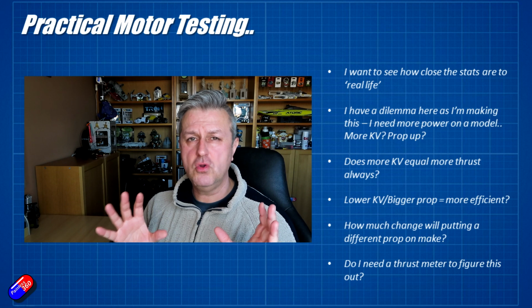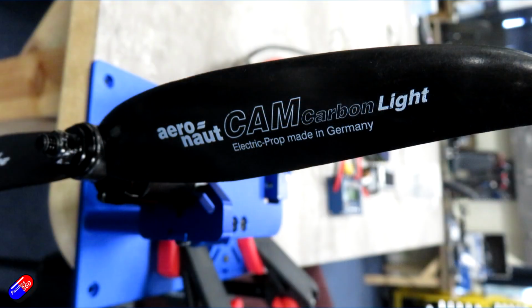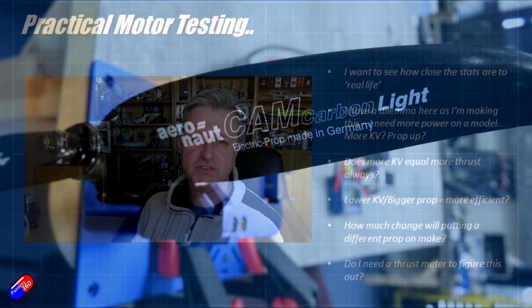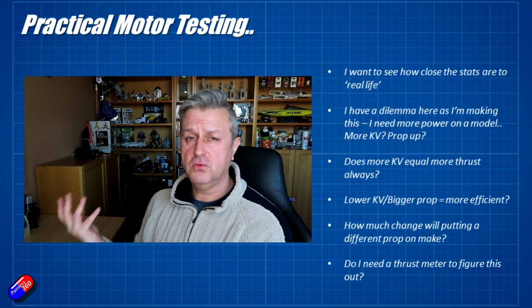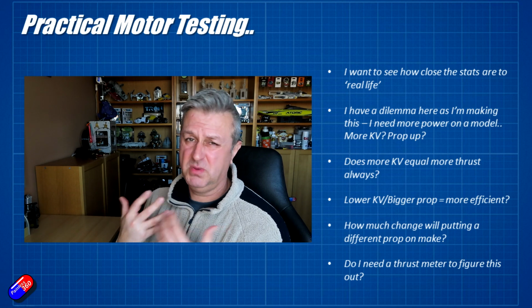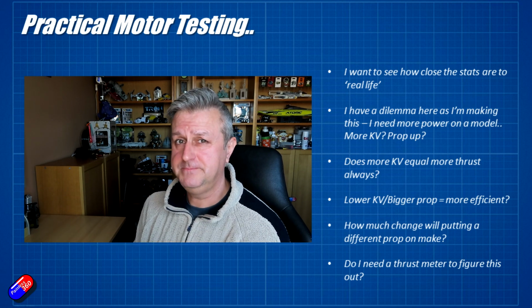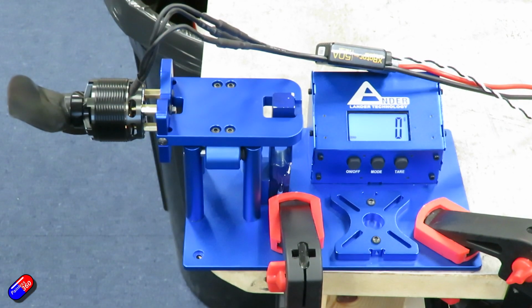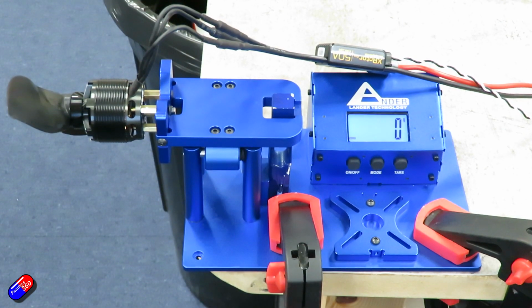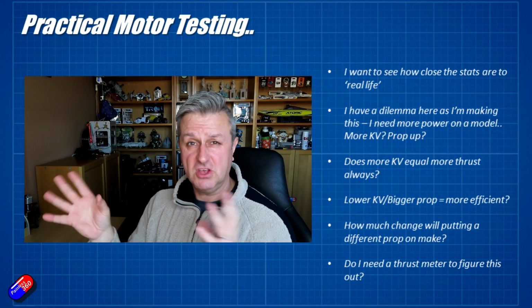I'm going to use Aeronaut props for all of the testing. I really like Aeronaut stuff here, and that happens to be the stuff that 3DXR has in stock. It also has a full range of APC. I just personally like the Aeronaut stuff better. It's going to be in the same position, in the same place. It's indoors, so in terms of the pressure and the temperature and stuff, that's going to be constant throughout the testing too.